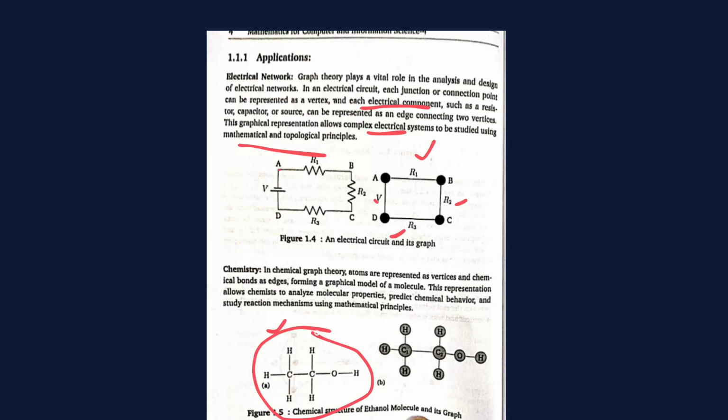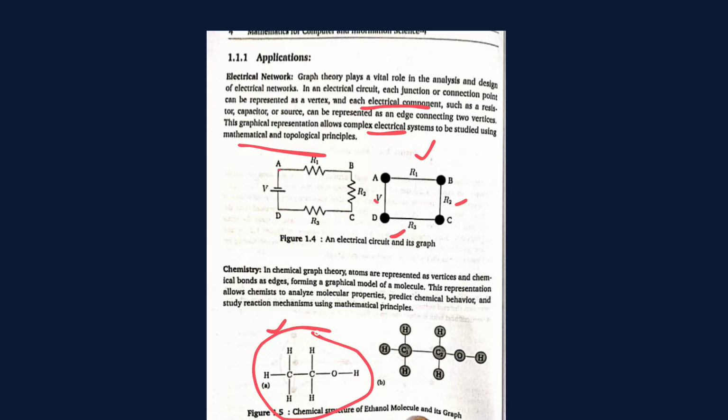In which form? In the form of a graph. That is how it becomes easy for us to represent all of these. So that is the main thing that you have to understand here.